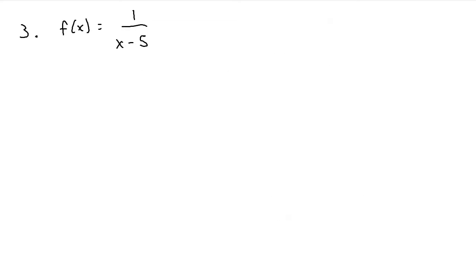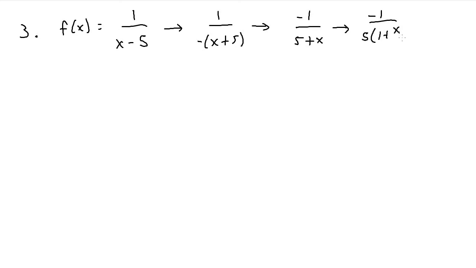So now for number 3, we have f of x equals 1 over x minus 5. So in order to manipulate this equation, I can actually factor out a negative on the denominator. So we have 1 over negative x plus 5. And then I can rearrange it so that I'll move the negative up top. So we have negative 1 over 5 plus x. And so now what I can do is factor out a 5 once again from the denominator. So we have negative 1 over 5 times 1 plus x over 5.